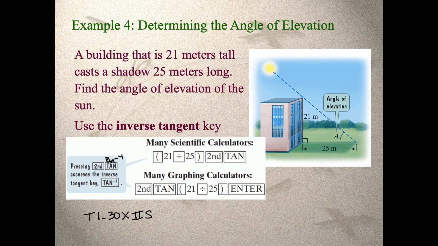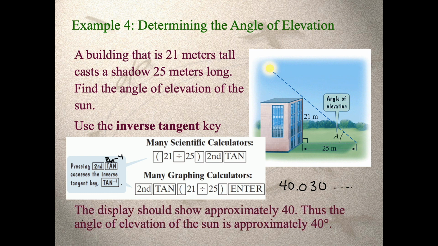Okay, so we have second tan. Mine, the parentheses automatically open, so 21 divided by 25, close your parentheses and hit equals. And so in my calculator, I got 40.030 and so on. It goes on forever. We can approximate this answer to 40. Okay, so the display shows approximately 40. So the angle of elevation of the sun is approximately 40 degrees from the ground.